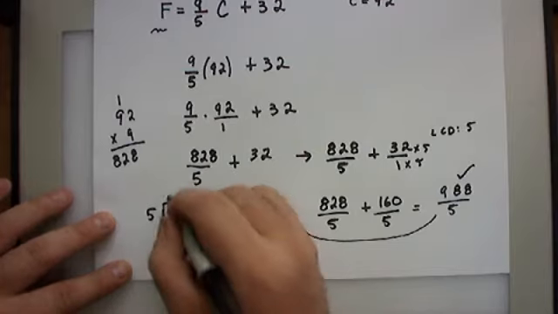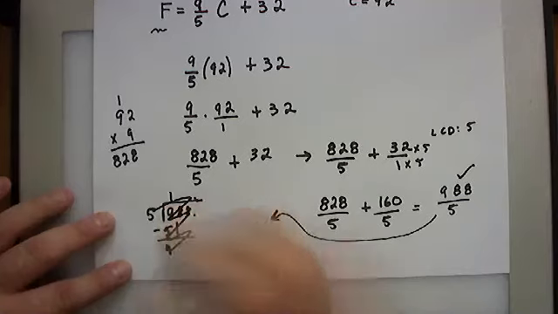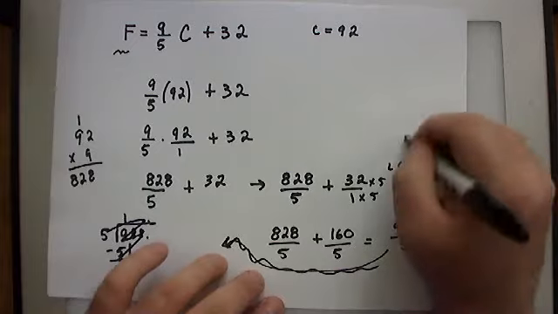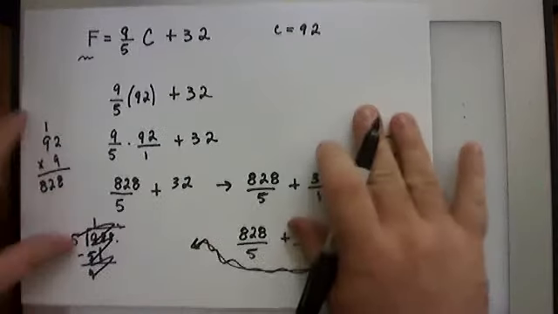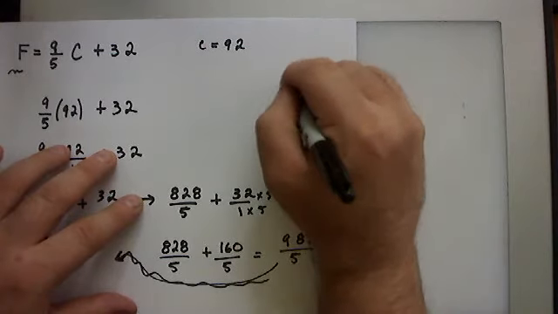5 goes into 9 one time. 1 times 5 is 5. Subtract and we get 4. Actually, you know what? I'm going to run out of room right here. Let's back this up. I'll do it up here. A little more room up here. Sorry about that, guys. Just realized I was going to have to squeeze it in there, and with the Sharpie, it's not easy to write in fine points. We'll do it up here.